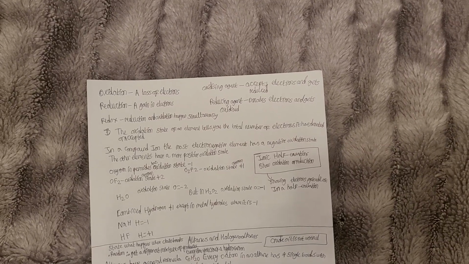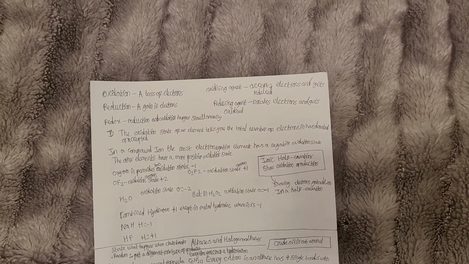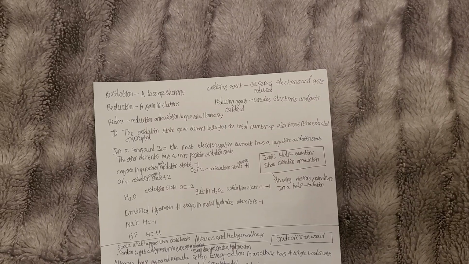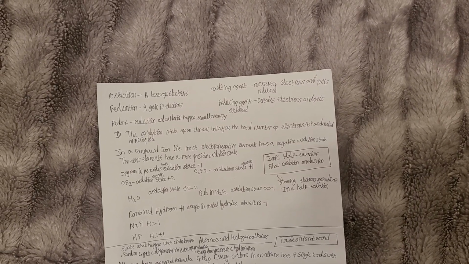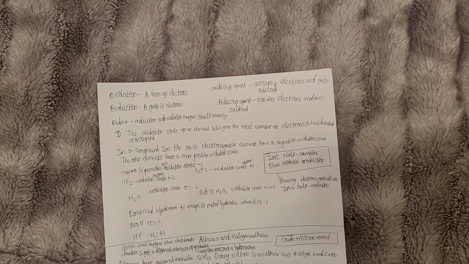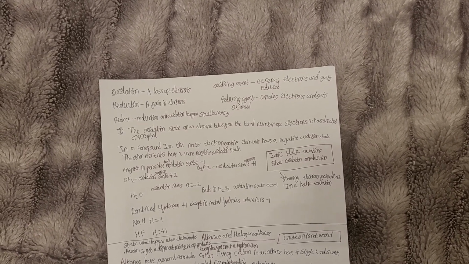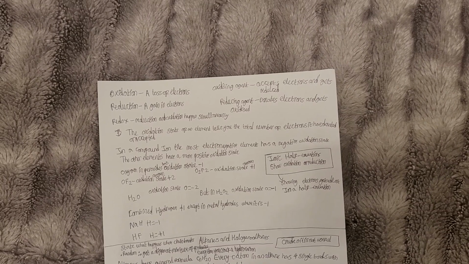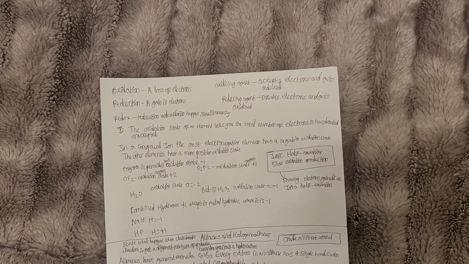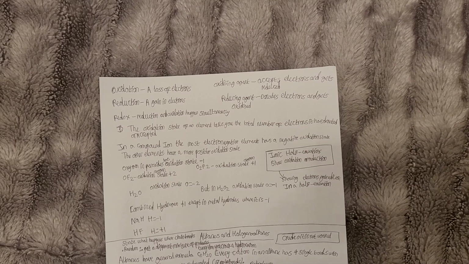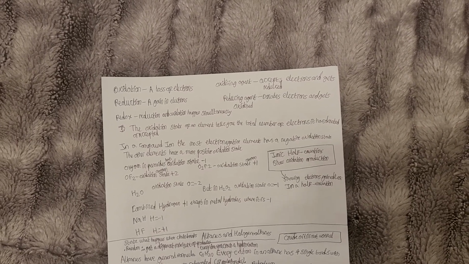Combined hydrogen is +1, right? So hydrogen is always going to be +1, except in metal hydrides where it's going to be -1. So in sodium hydride, hydrogen has oxidation state of -1. If it's a hydride, sodium hydride, magnesium hydride, hydrogen is going to be -1, and that's another special case we need to learn. Whereas in HF, hydrogen is going to be +1.